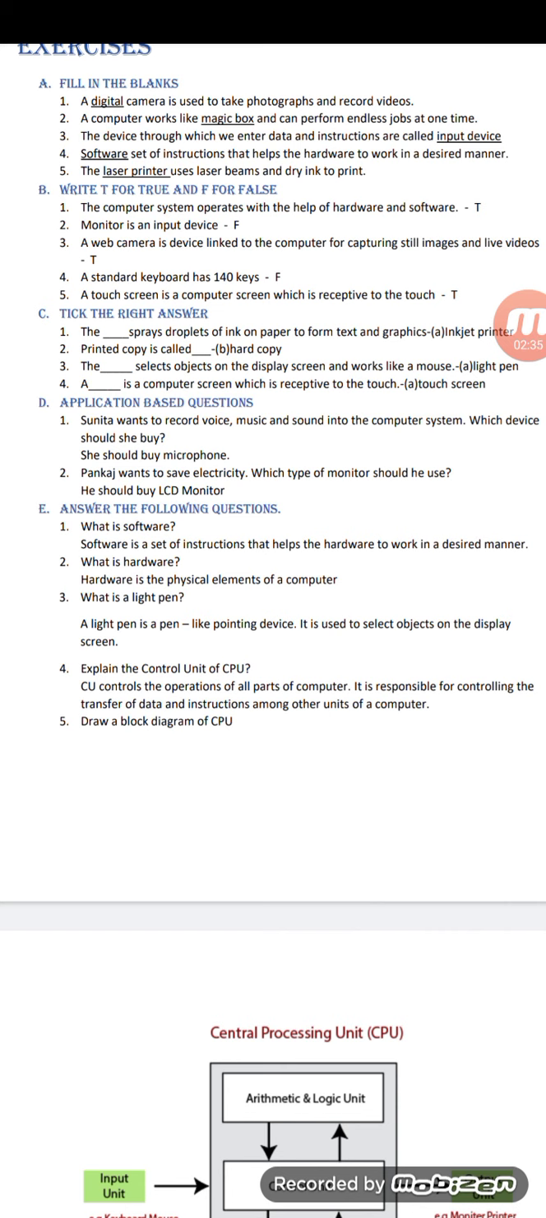Second topic, common input devices. In that, first one, keyboard, there you can find how many keys are there for a keyboard. Okay, then fifth one, a touch screen is a computer screen which is receptive to the touch. Whenever we are touching on a touch screen, it is sensing that someone has touched. I got some instructions to do something, so receptive, recipient, understanding.